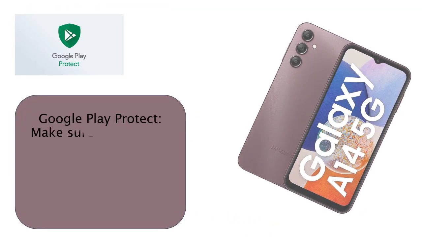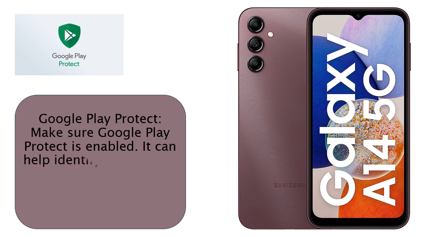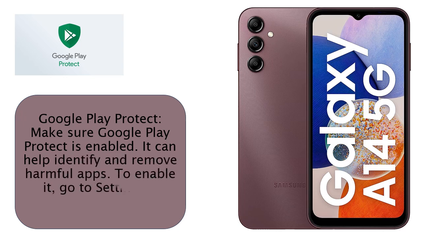Google Play Protect. Make sure Google Play Protect is enabled. It can help identify and remove harmful apps. To enable it, go to Settings, Security, Google Play Protect.